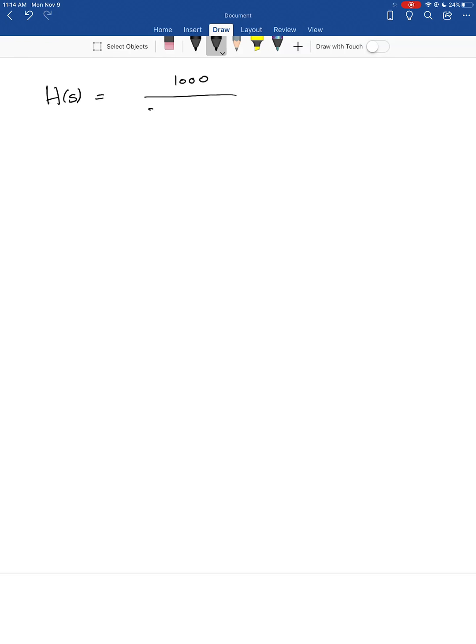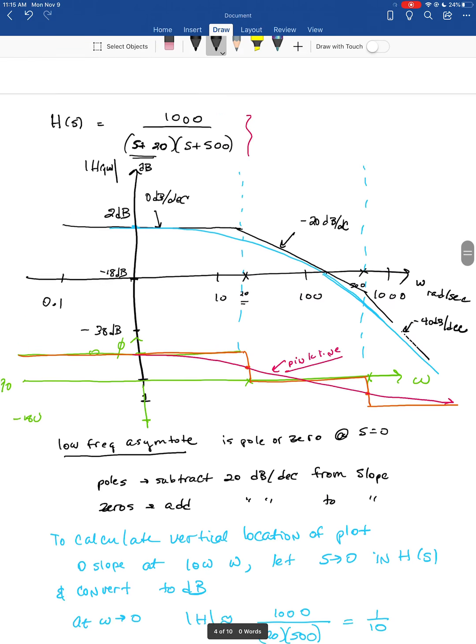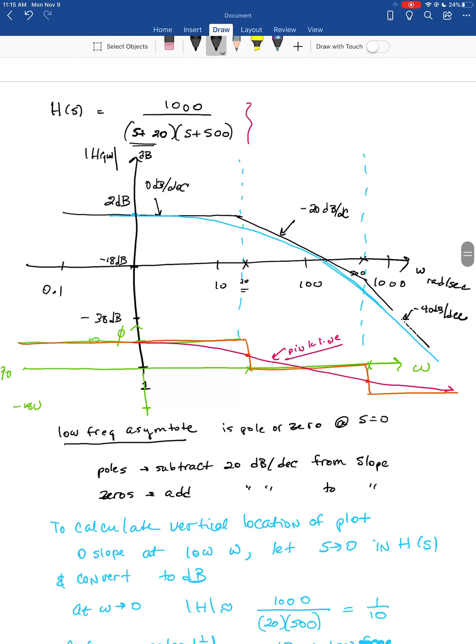Okay, in the last video where we worked a Bode plot example, we had H of s is 1000 over s plus 20, s plus 500. So what I want to do in this video is see what happens if we put an s in the numerator. Even though it seems like a very small change, it's actually going to change considerably what the Bode plot looks like. So let's just page back up to the previous example.